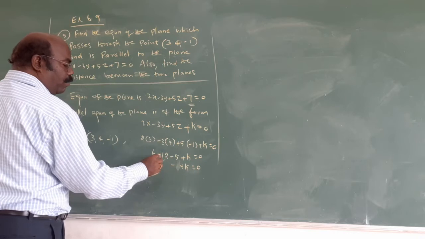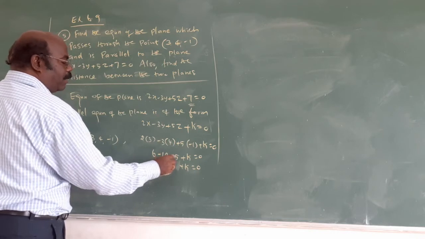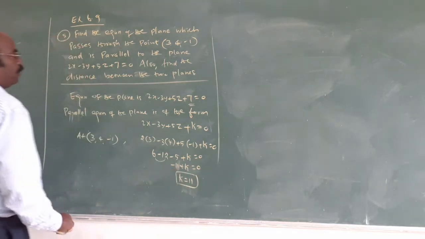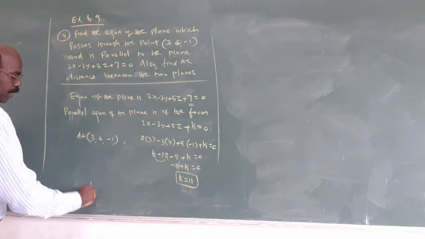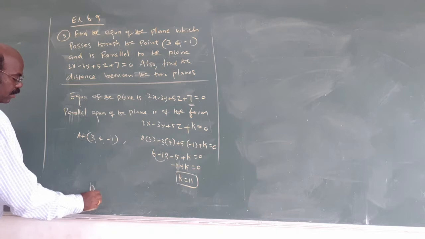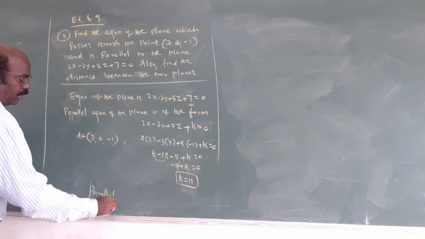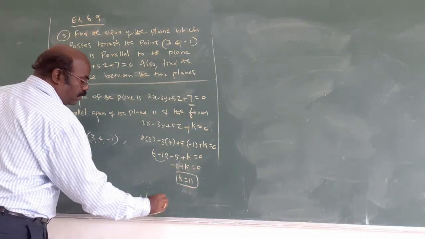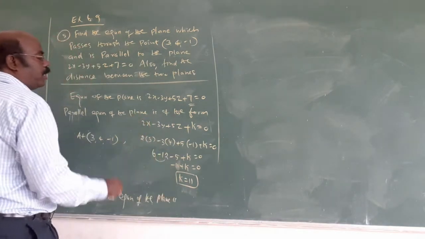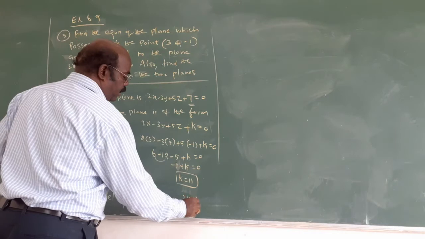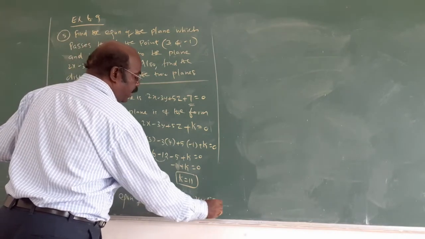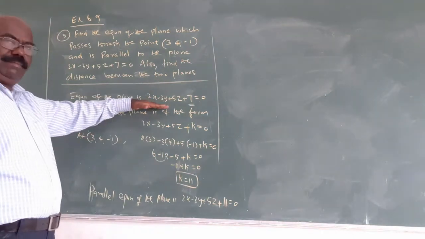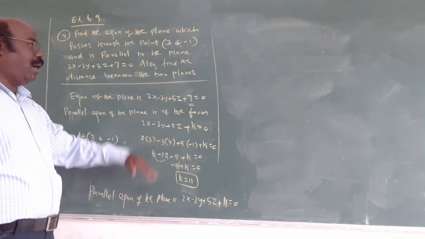6 minus 12 minus 8. Minus 6 minus 5 minus 11. We want k. Am I right? Therefore, the parallel plane equation is: substitute that, 2x minus 3y plus 5z plus 11 equal to 0. This is the given plane. This is a parallel plane.